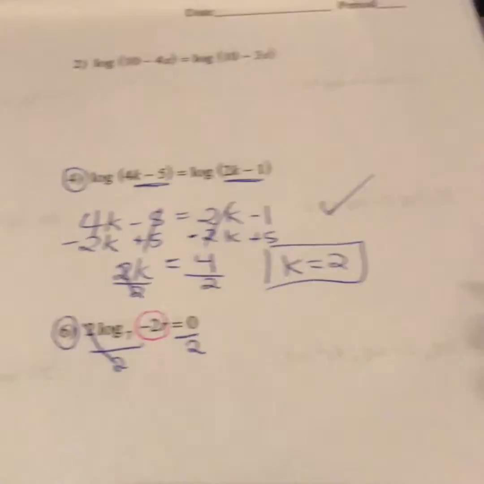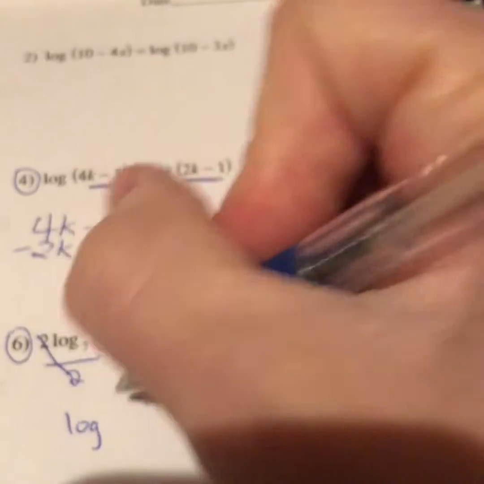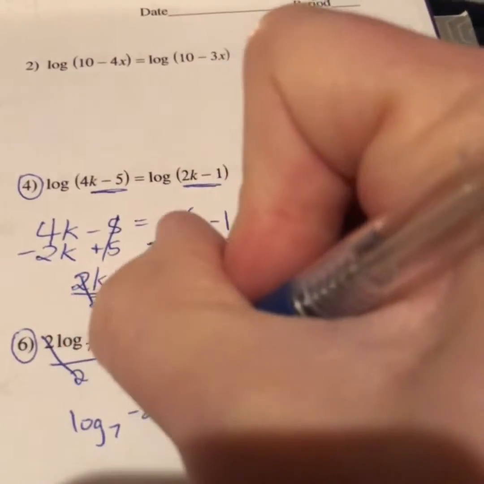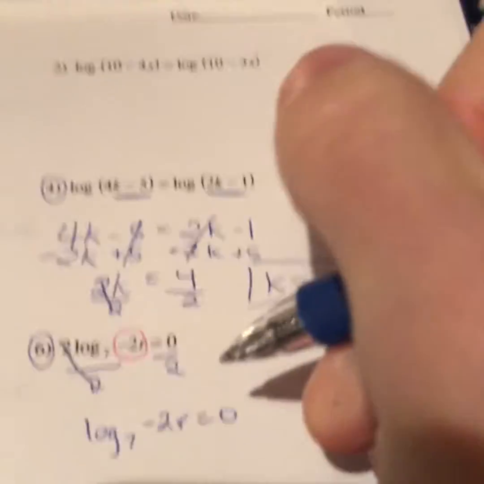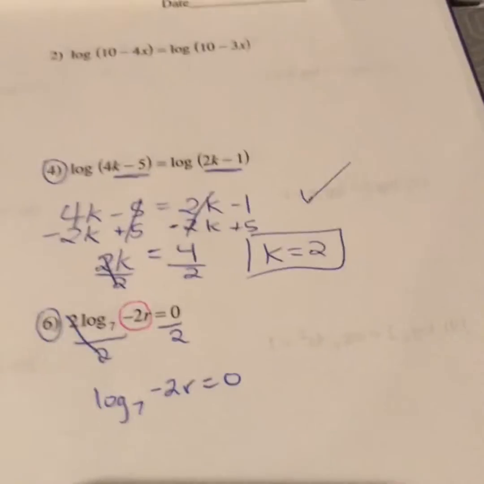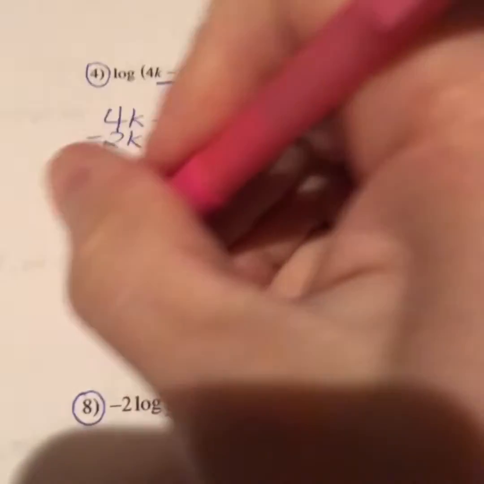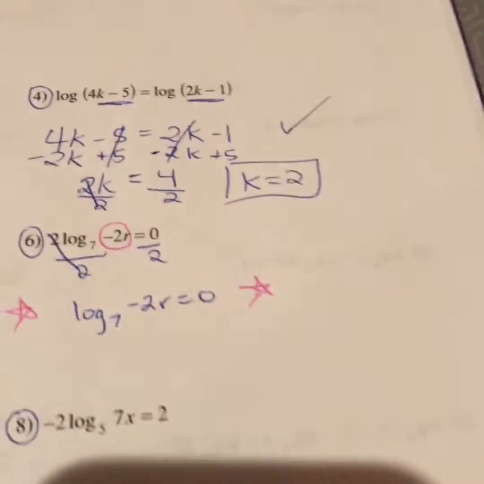It's not going to change anything, right? 0 divided by 2 is still 0. So log base 7 of negative 2r equals 0. This is the key step. So if you want, just fast forward to 8 minutes and 42 seconds into the video. And this is the key step that you're going to use in 6 through 10.